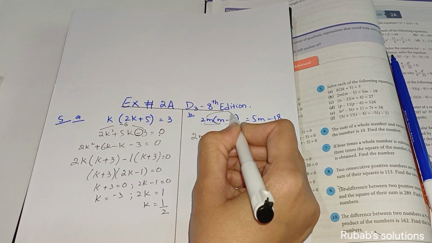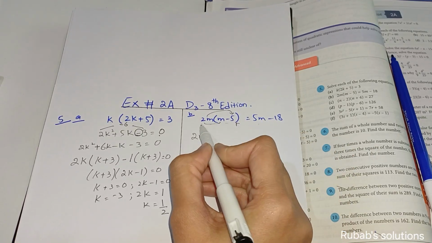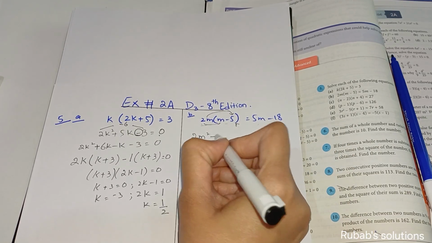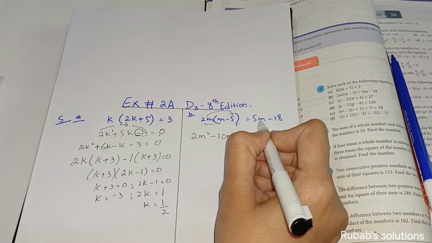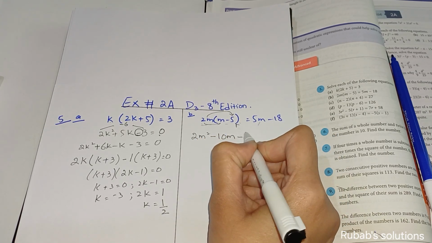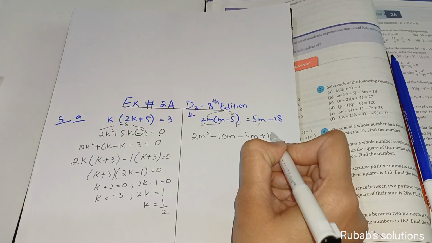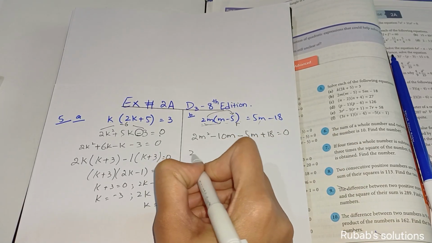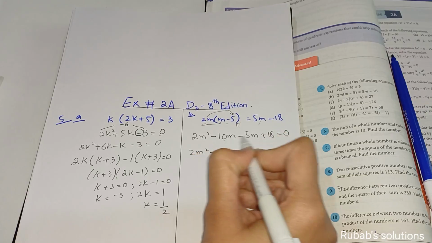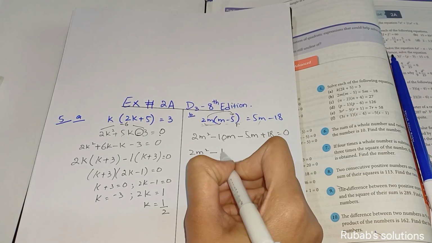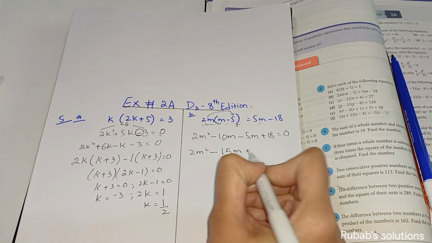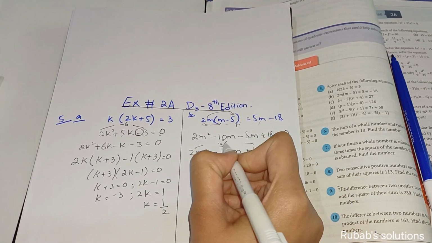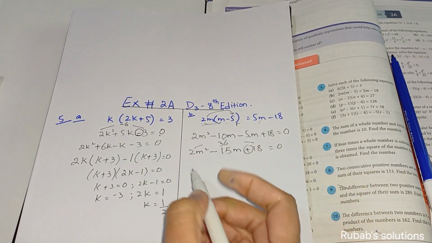2 multiply with, remember that you have to multiply the number with all the terms that are present inside the bracket. 2 multiply with 5 minus 10m, and this number will shift to the other side, so it will become minus 5m plus 18 is equal to 0. Now 2m square minus 2 and 5, 10 and 5 are 15, m plus 18 is equal to 0. 2 18s are 36, and there is a plus sign, that means you have to do addition.